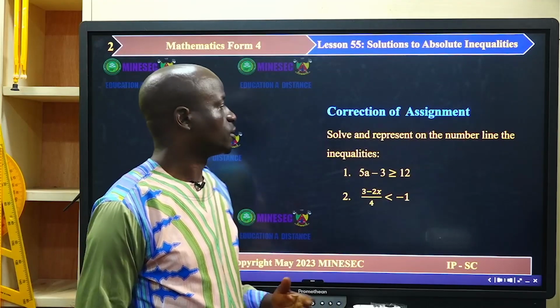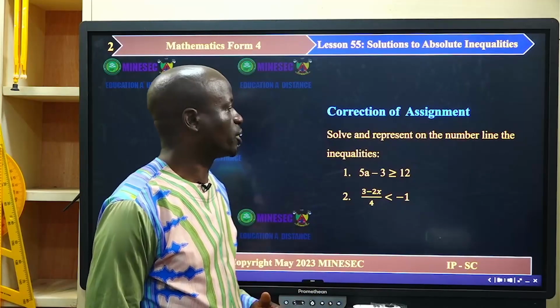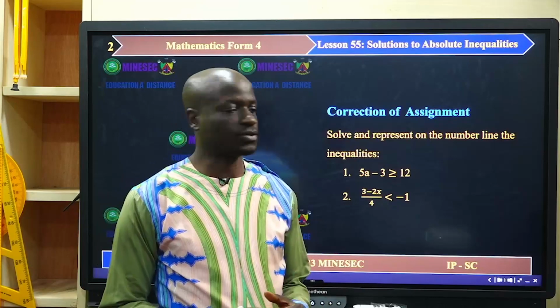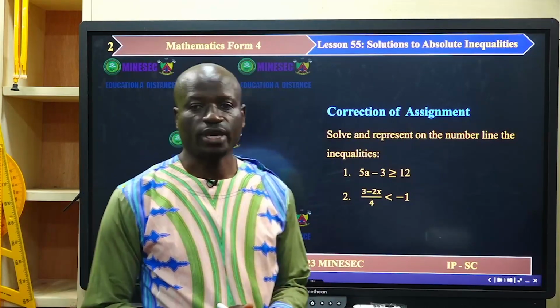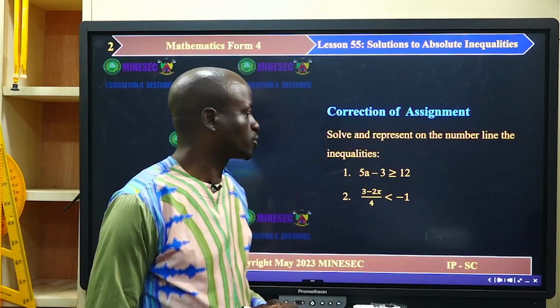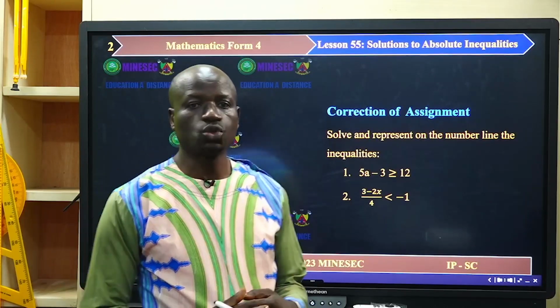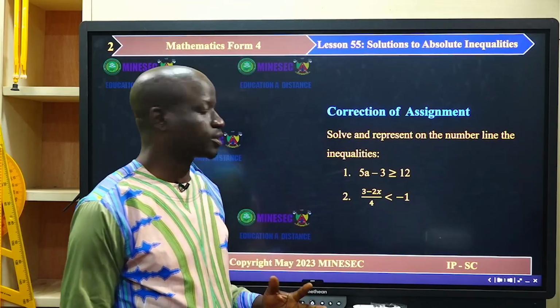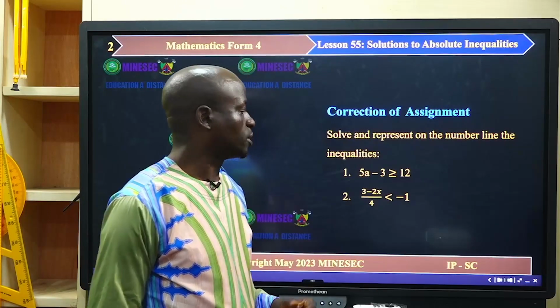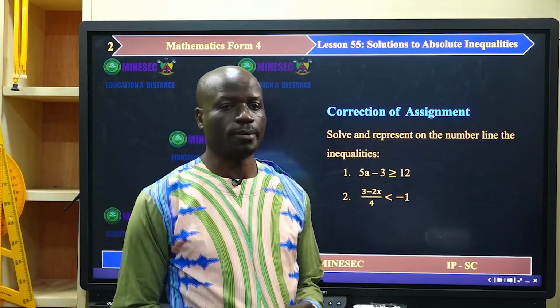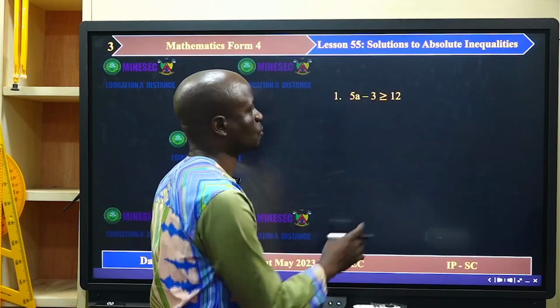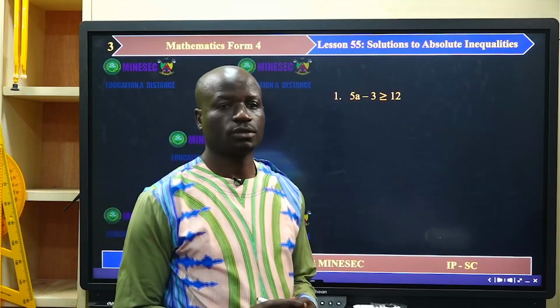The question is, solve and represent on the number line the inequalities. 1, 5a minus 3 is greater than or equal to 12. 2, 3 minus 2x all over 4 is less than negative 1. Let's start with the first case.